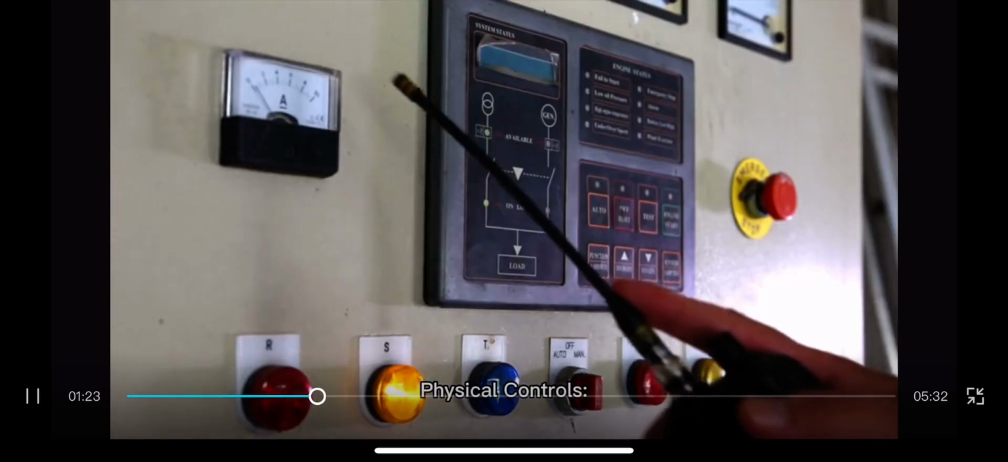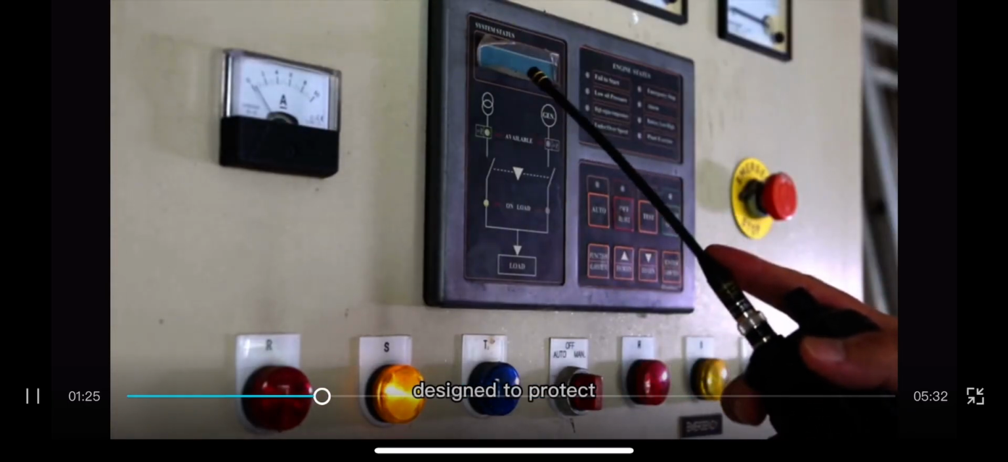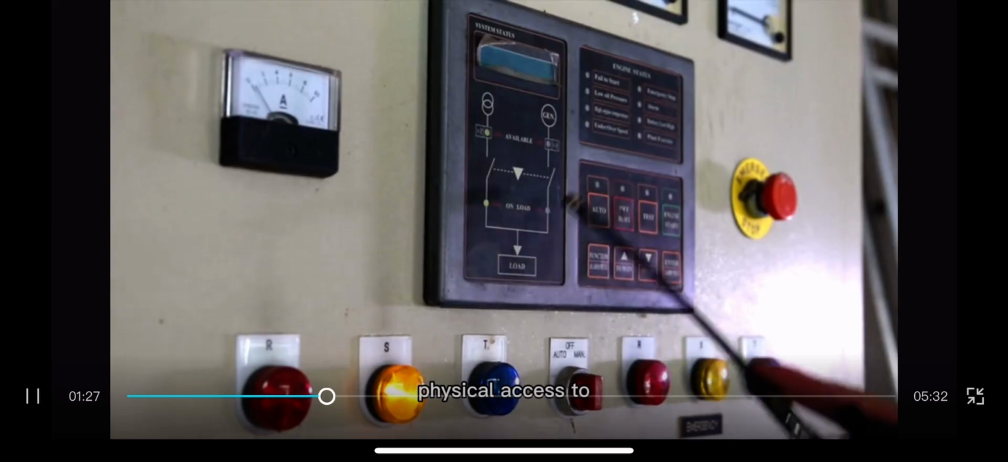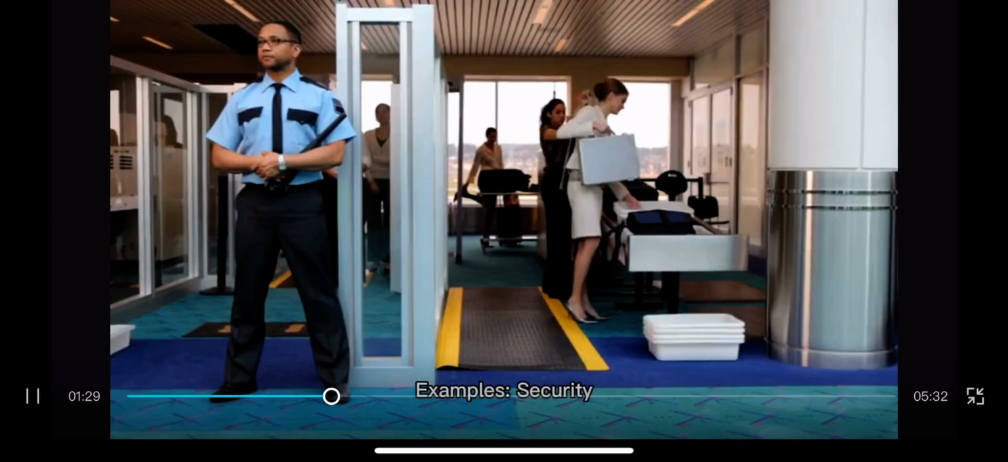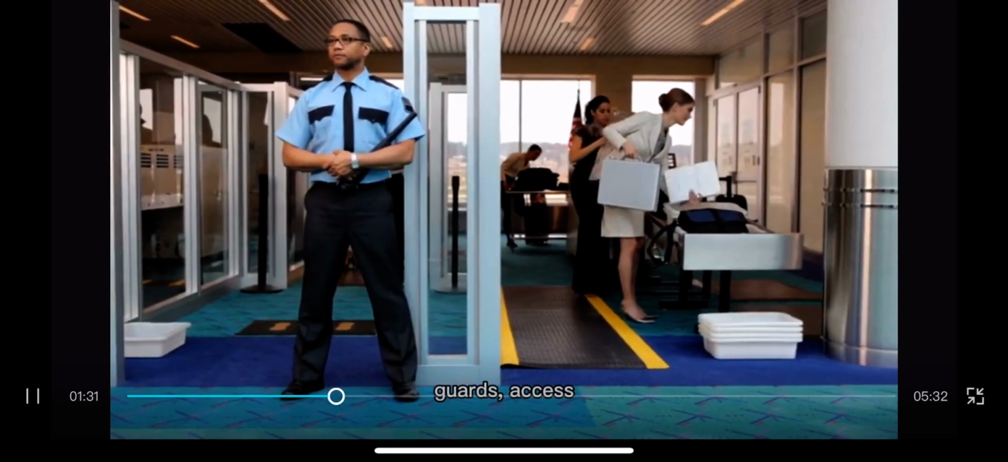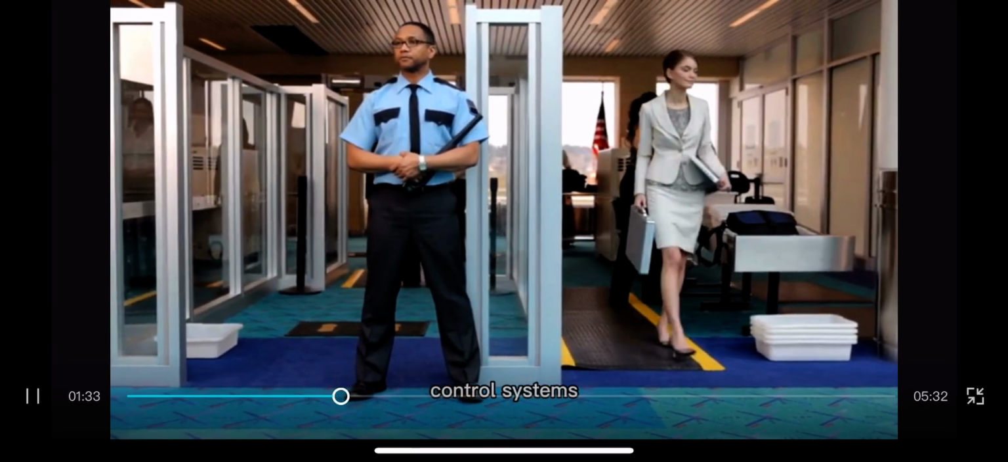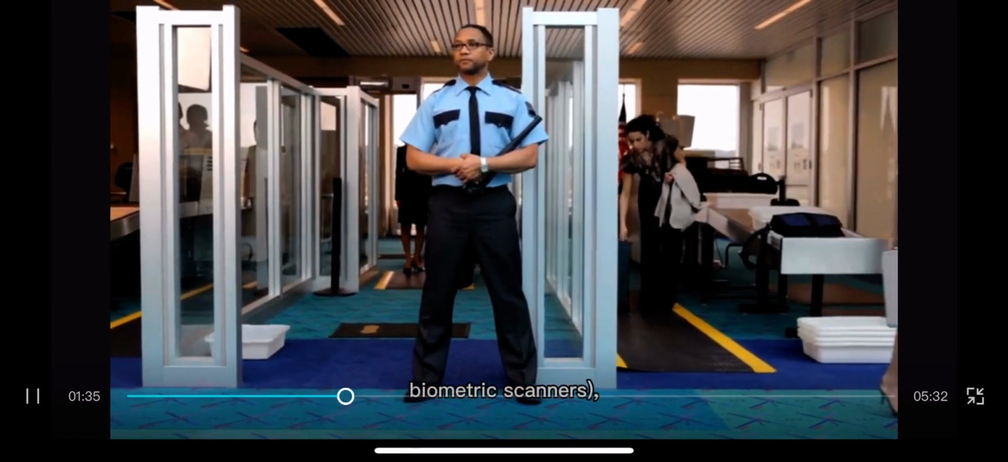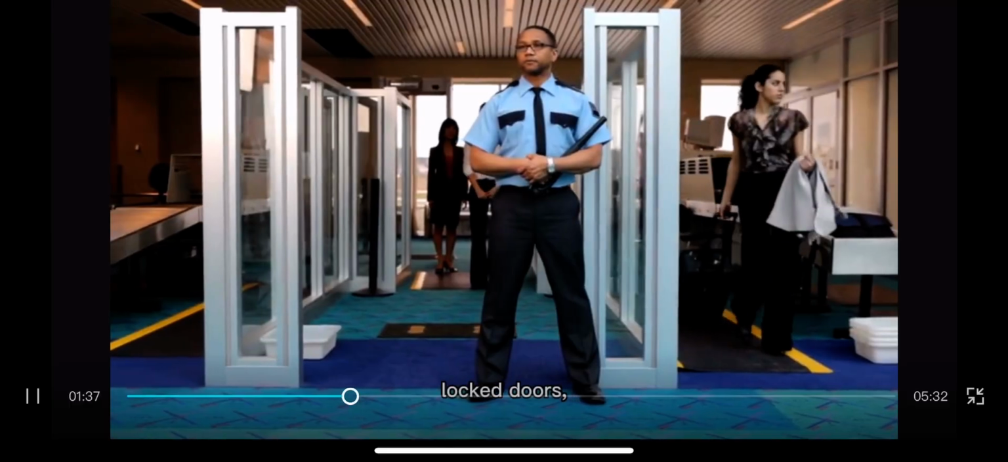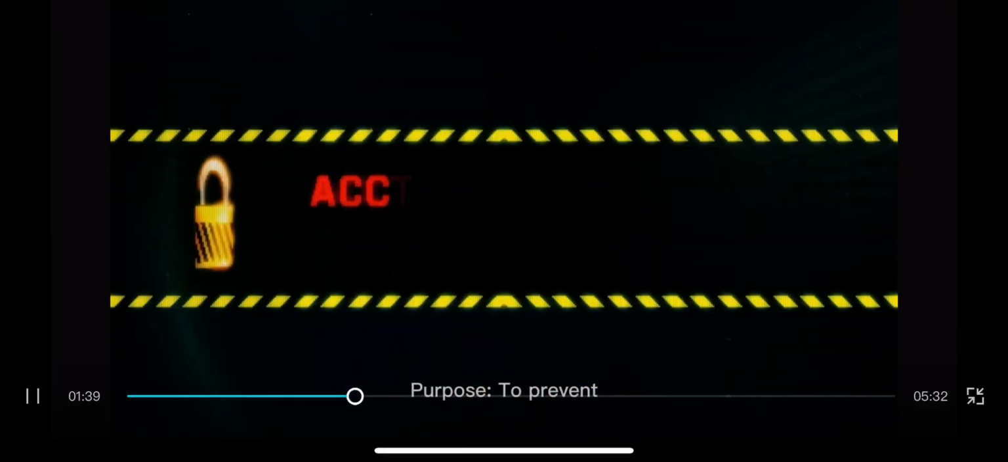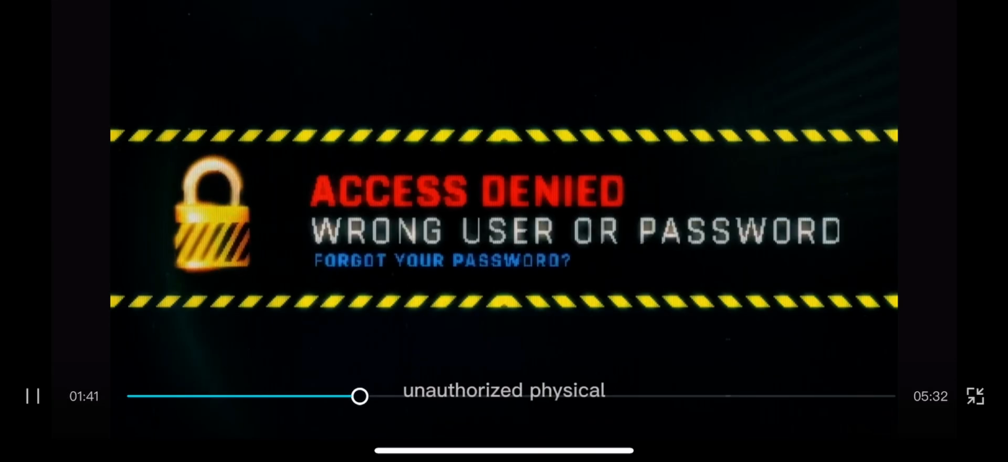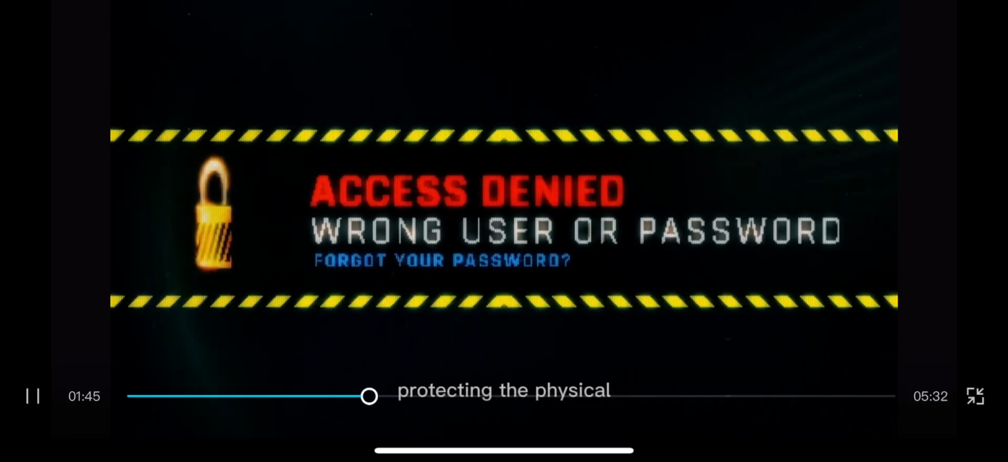responses. Physical controls. Definition: controls designed to protect physical access to systems and facilities. Examples: security guards, access control systems, for example, badge readers, biometric scanners, locked doors, surveillance cameras. Purpose: to prevent unauthorized physical access to facilities and equipment, thereby protecting the physical integrity of the hardware and data.